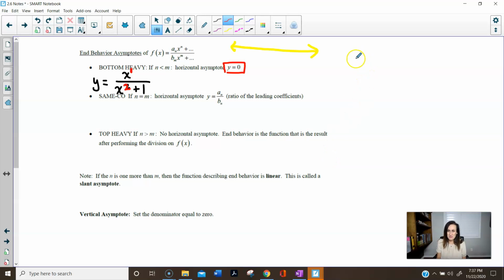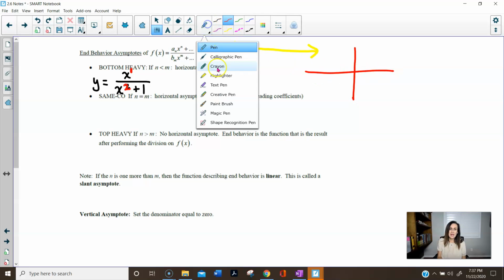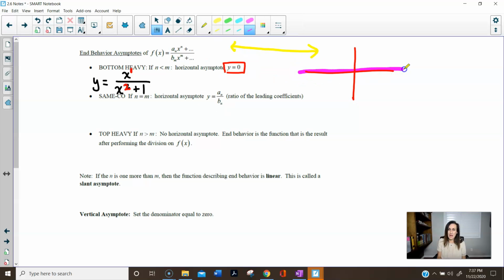Now, how I remember this is I picture, so you guys, here's a graph. Here is y equals 0. I picture a person sitting on that axis. So bottom heavy, your bottom is on the axis, which that axis is y equals 0. I know it's kind of a weird way to remember it, but that's how I always remember that that horizontal asymptote is going to be y equals 0 when the degree in the bottom is larger than the degree in the top.